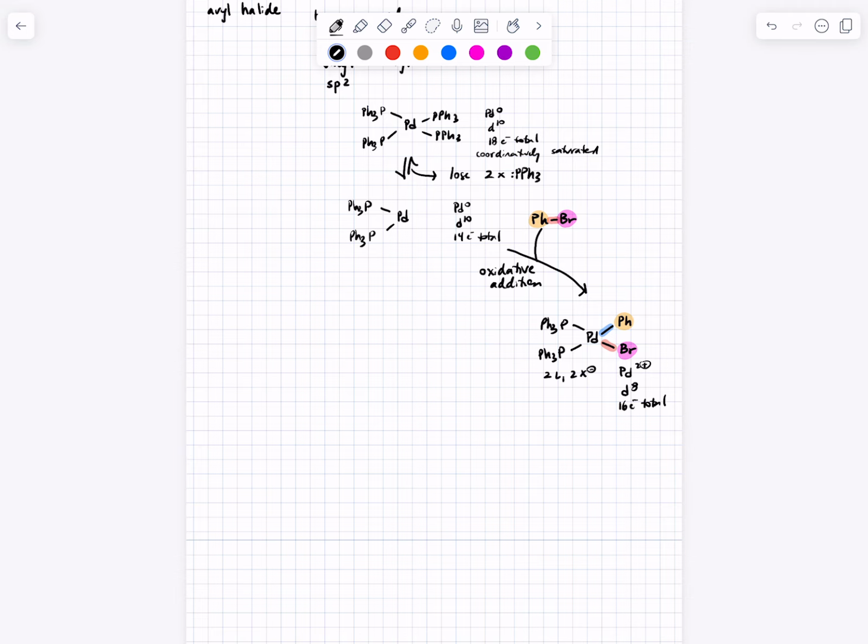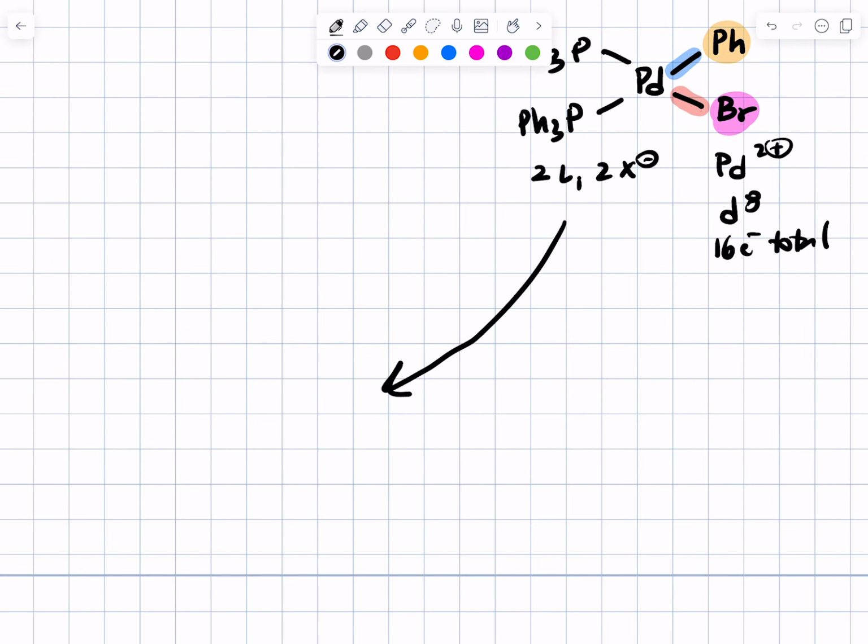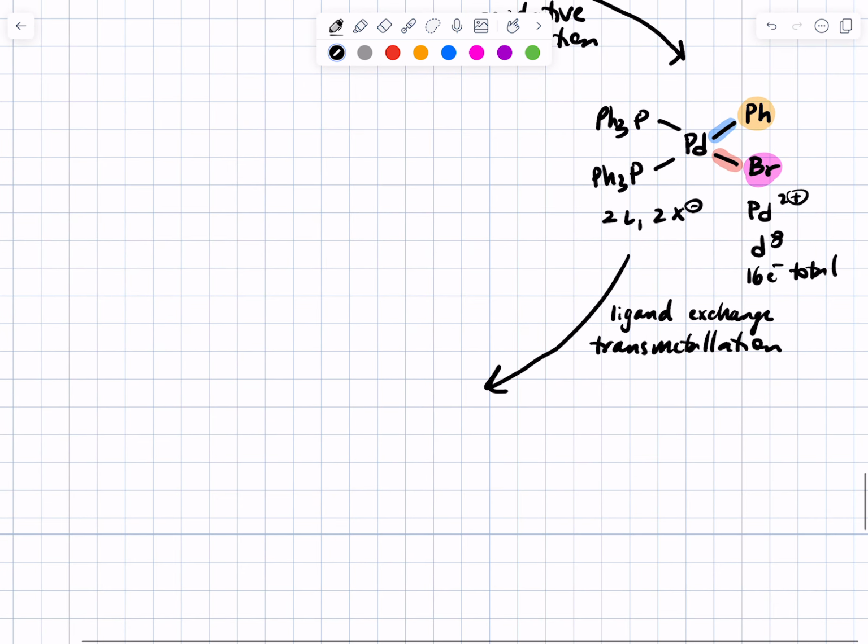Now, the next step is a little bit challenging. One way to think about it is to call it ligand exchange. The people that know a lot about the Suzuki reaction call it a transmetallation reaction. This is where our second starting material comes in.